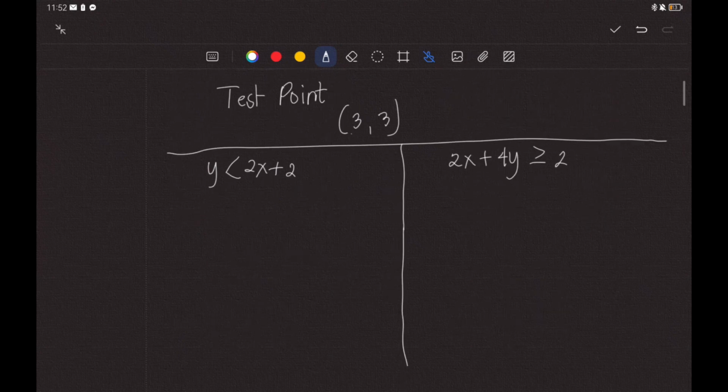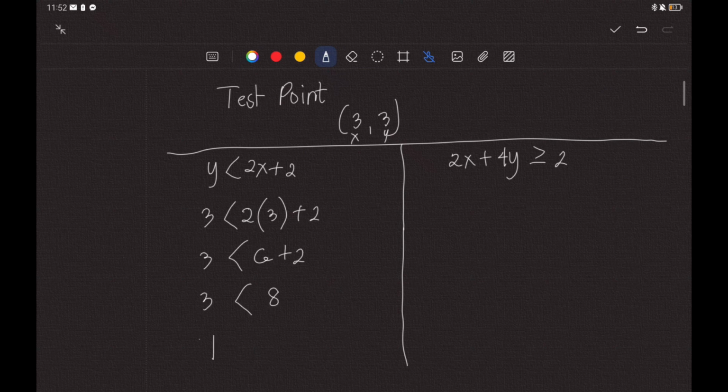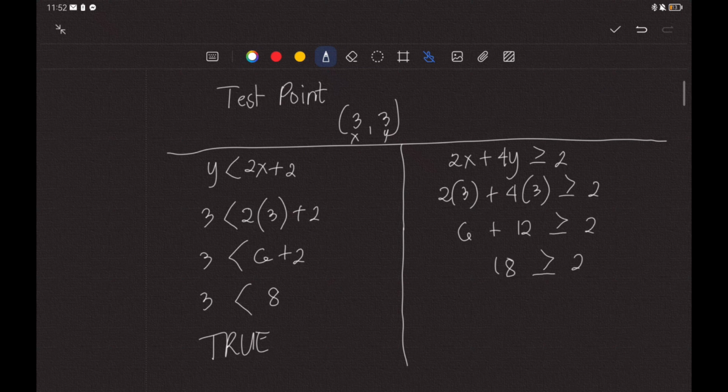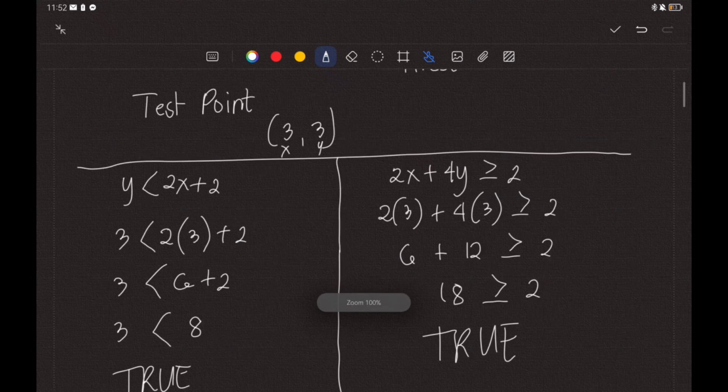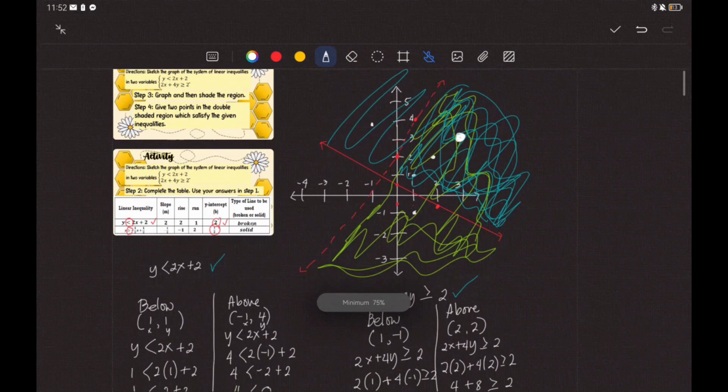So this is x, this is y. So 3 is less than 2 times 3 plus 2. 3 is less than 6 plus 2, 3 is less than 8, and this is very much true. For the second one, we have 2 times 3 plus 4 times 3 is greater than or equal to 2. We have 6 plus 12 is greater than or equal to 2, and this is 18 is greater than or equal to 2, and this is also very much true. So therefore, our graph is correct.